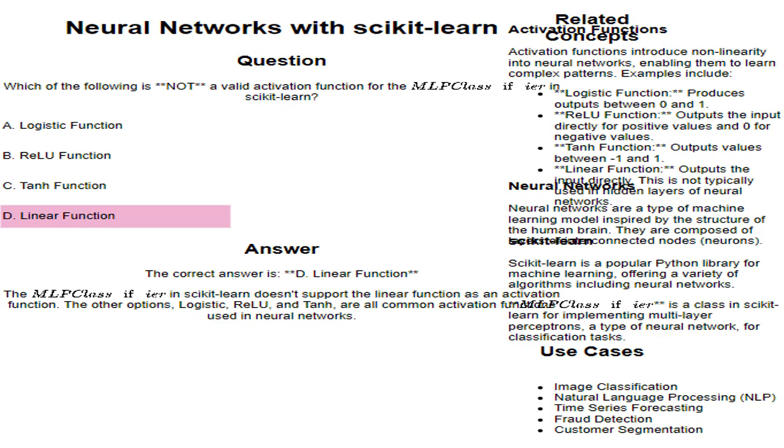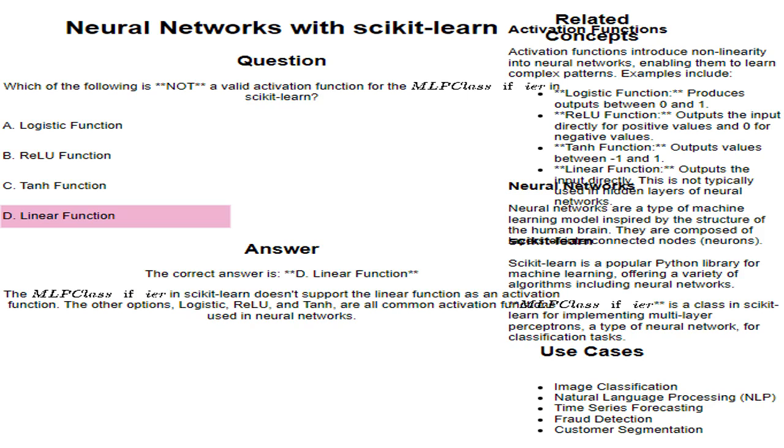Consider a simple neural network with two input neurons, one hidden neuron, and one output neuron. The weights connecting these neurons can be represented as a matrix. The network learns by adjusting these weights based on the training data.